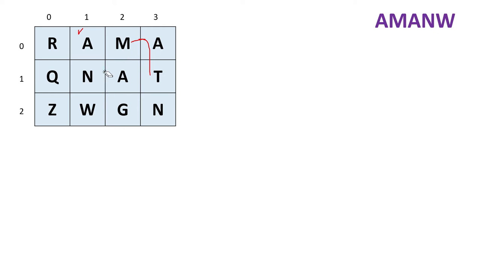So the first thing we have to do is search for the first letter in this grid. Here we found that at the 0, 1 position the first letter A is matching. So we can start from here, 0, 1, A. Now we have three options: R, N and M. At the 0, 0 position R is there, at the 1, 1 position we have N, and at the 0, 2 position we have M.